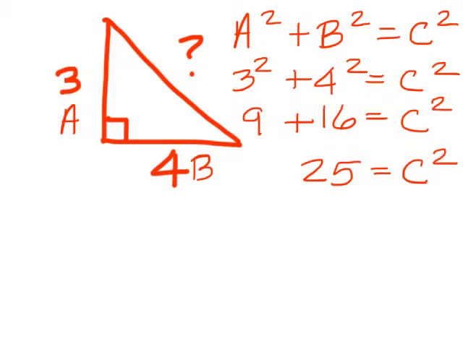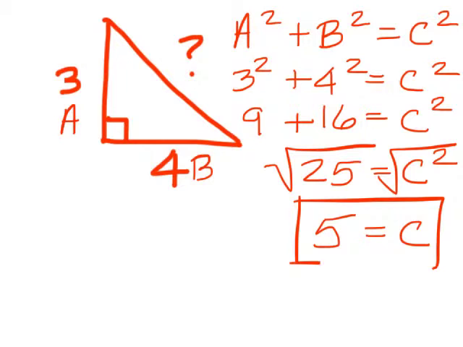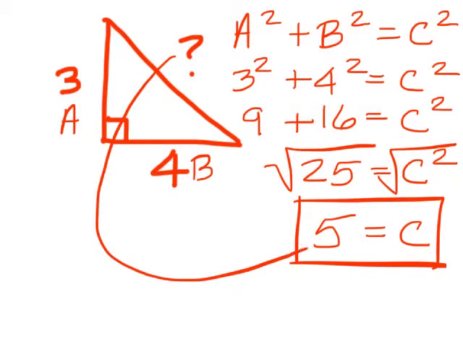To find the square root, do a second and then x squared on your red calculator, and then type in 25, hit enter, and you should get 5 back for the value of c. So 5 is that missing side.